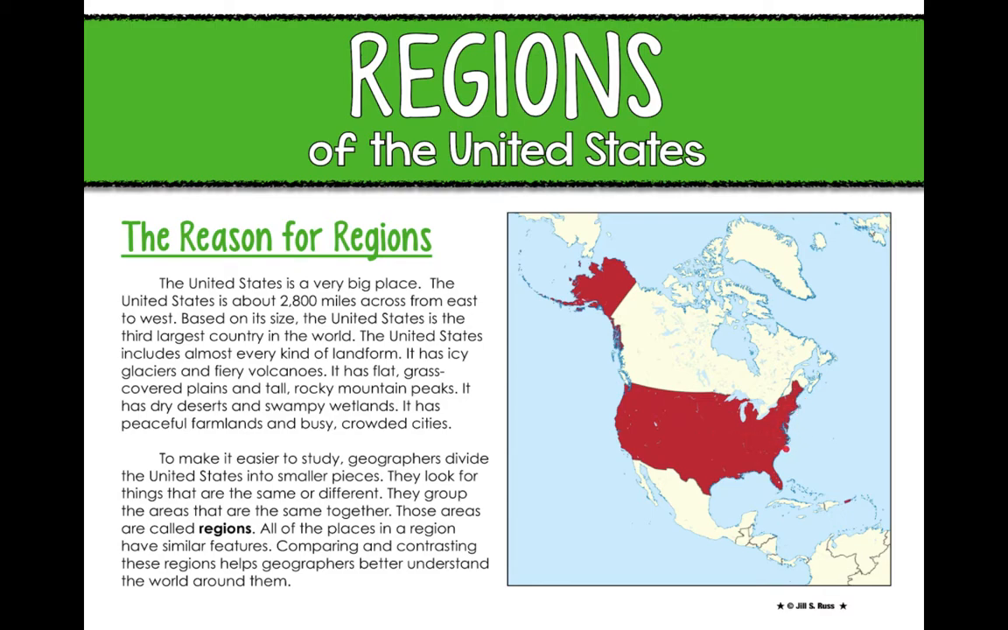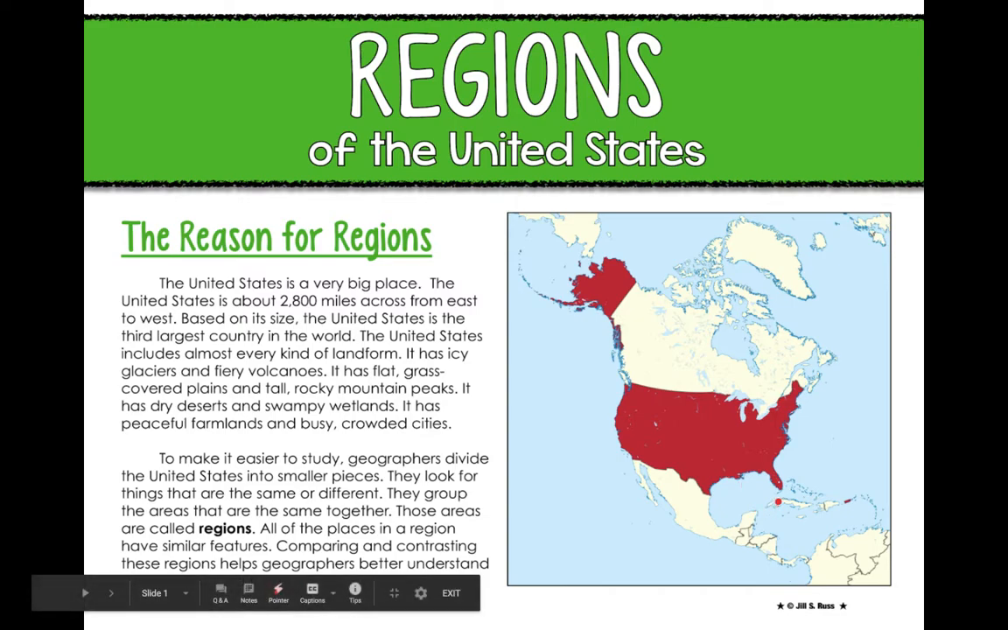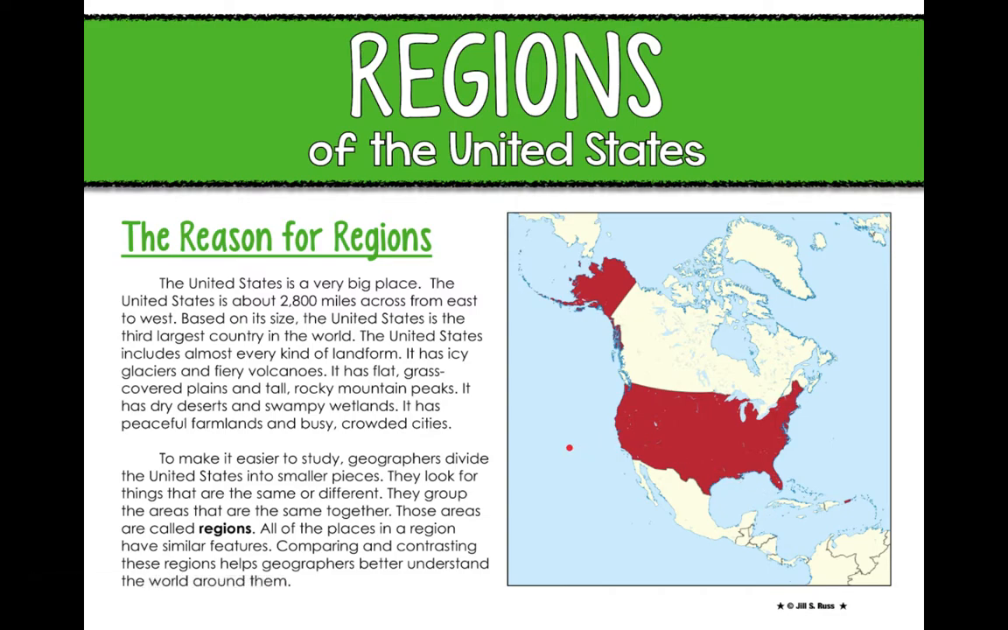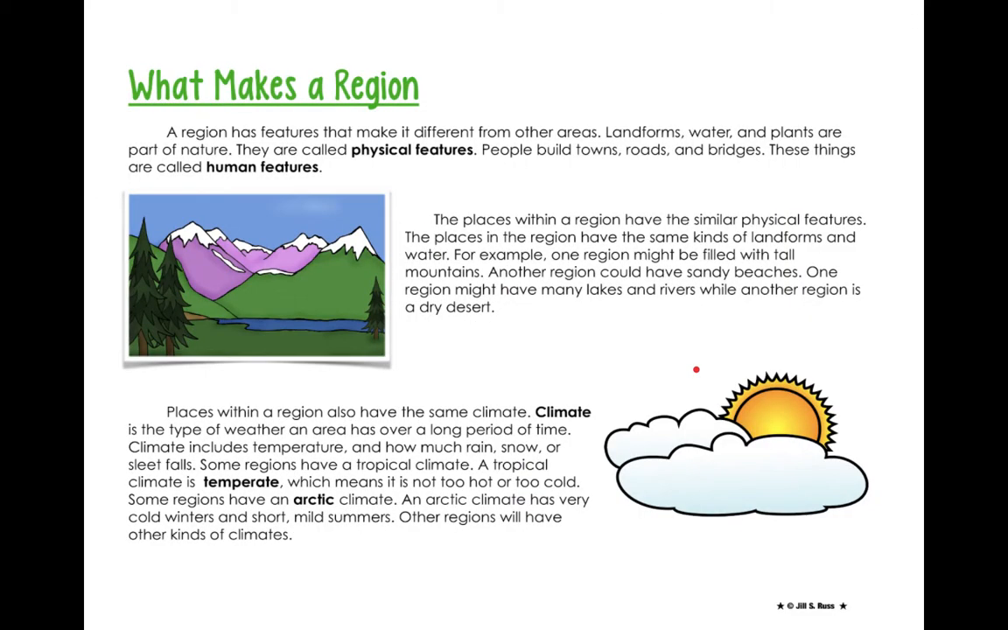Well, to make it easy to study, geographers divide the U.S. into smaller pieces. They look for things that are the same or things that are different, and they group the areas that are the same. Those areas are called regions. All the places in a region have similar features, and comparing and contrasting the regions helps geographers better understand the world around them. What makes a region? A region has things that are similar and that make them different from other areas.